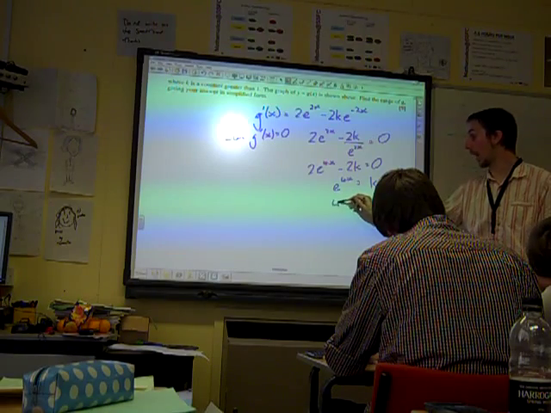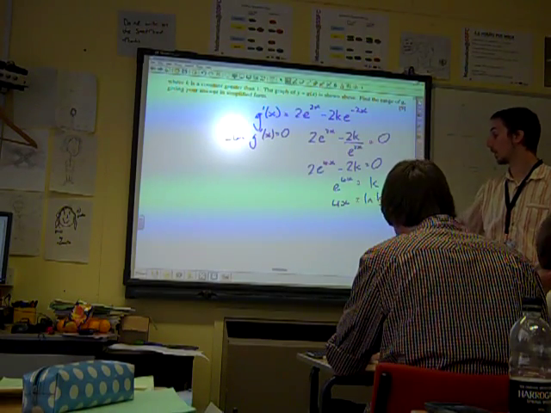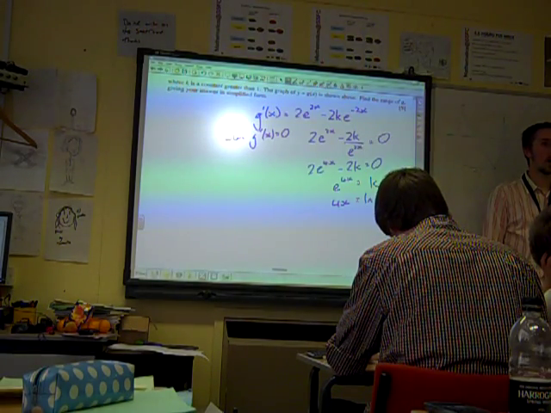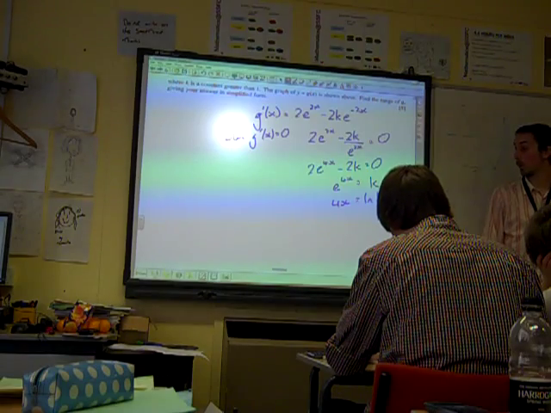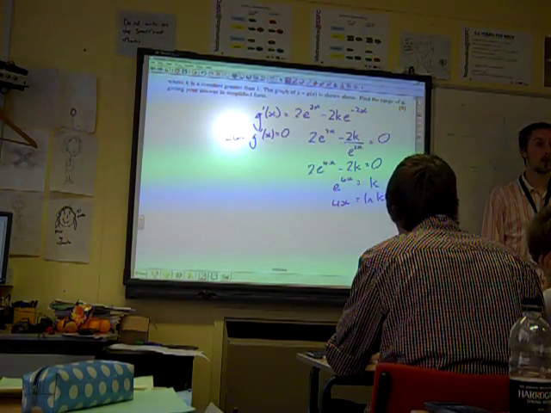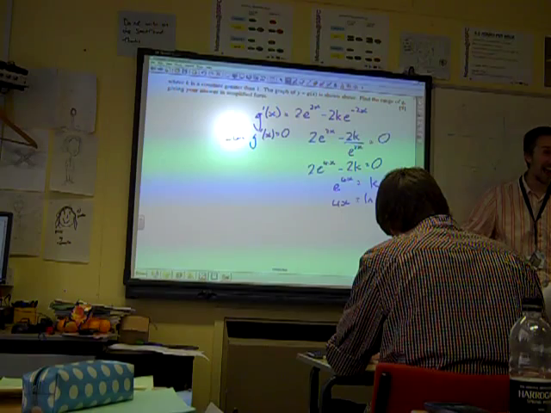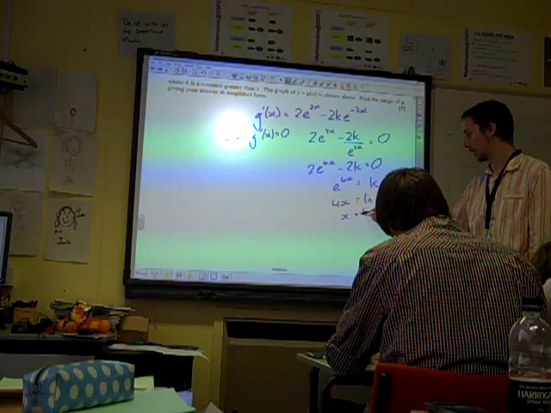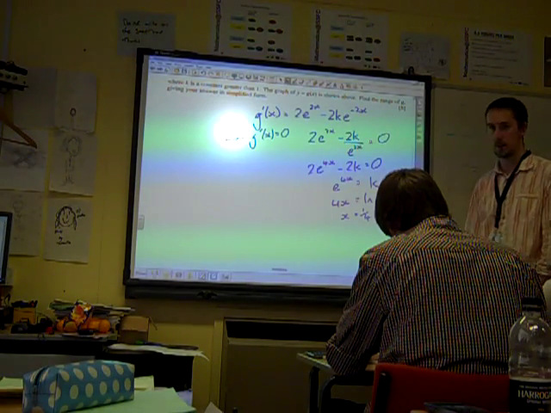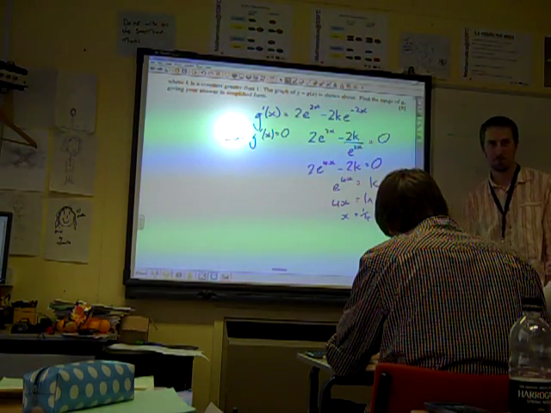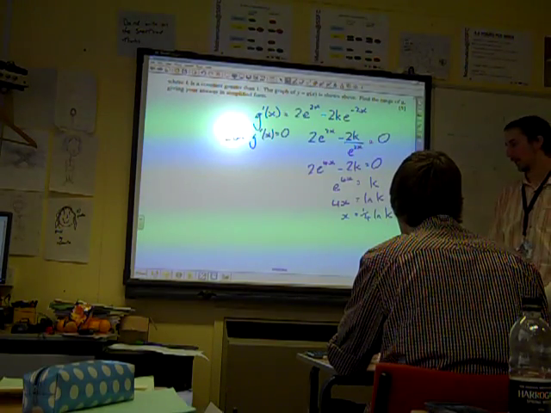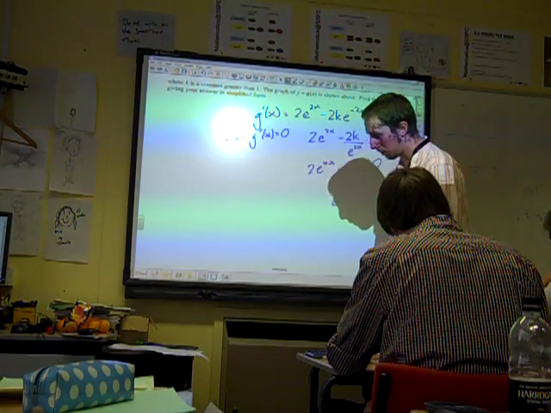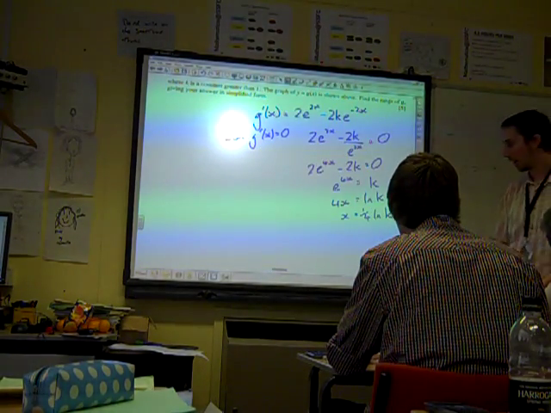So taking natural logs, 4x is ln k. So we've got that: a quarter ln k is our x value.